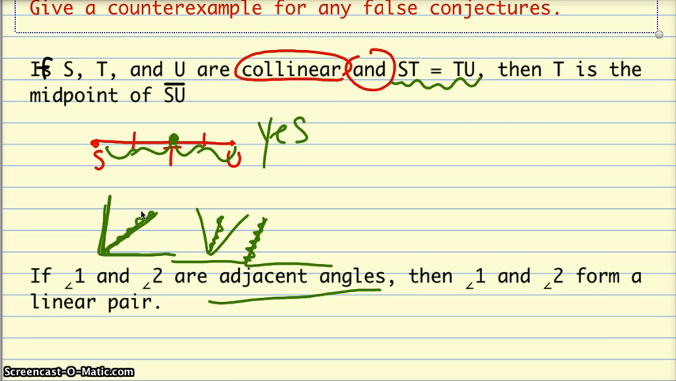Could they form a linear pair? They could, as I drew right here, but do they have to form a linear pair? Not necessarily. I drew two angles that were adjacent and didn't necessarily form a linear pair. When it asks for a counterexample, a counterexample is anything that shows that something is not true or is false. So your counterexample here could be you drawing a set of complementary angles that are adjacent, or two angles that are adjacent and don't add up to any one number in particular.